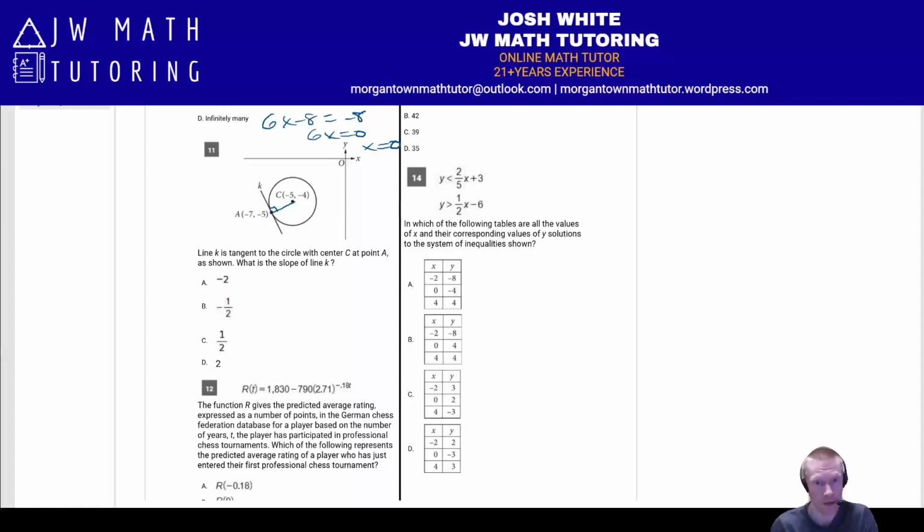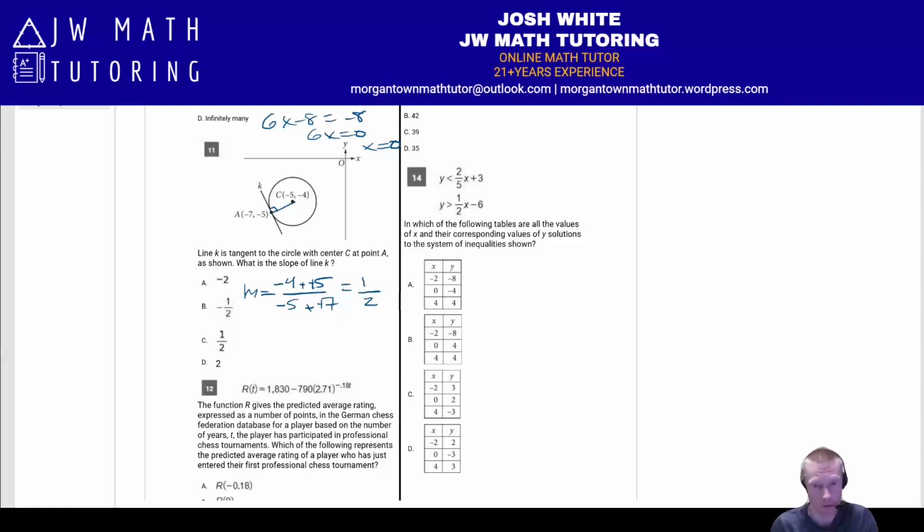So the slope from A to C, or C to A, however you want to count it, I'm going to start at C: negative 4 minus negative 5, subtracting the y's on top, and then for the x's, negative 5 minus negative 7. So that ultimately gives me, let's see, negative 4 plus 5 is 1, negative 5 plus 7 is 2, a positive slope of 1/2. So that is the slope of CA.